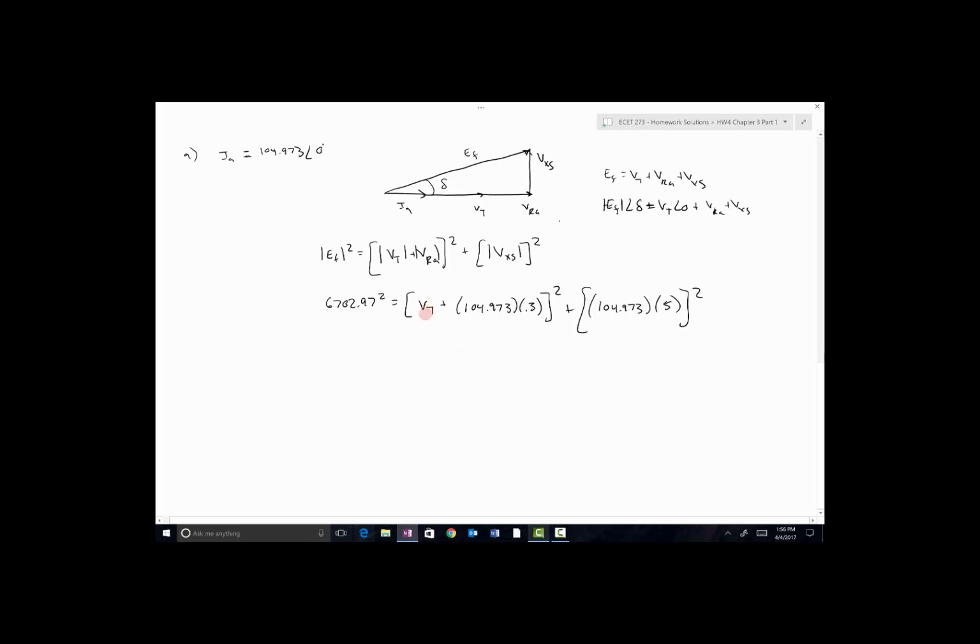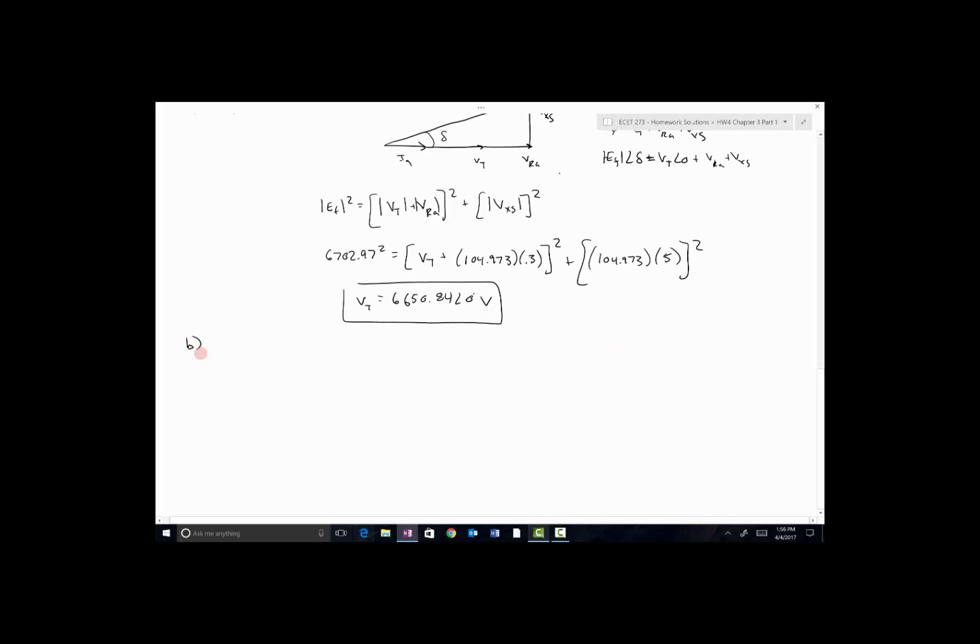Now you can see from geometry, we only have one unknown, VT. And we don't have to solve for an angle for VT because we know it's on the x-axis. So if we solve that, we get VT is equal to 6,650.84 at an angle of 0 degrees volts. So we get our terminal voltage that way.